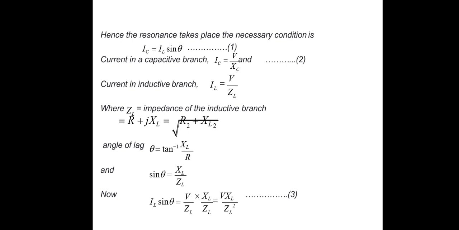How much voltage drop? The same voltage will be there in the parallel circuit, so it is the voltage applied across the XC element. Similarly, the current in the inductive branch is IL equal to V by ZL, where ZL is the impedance of the inductive branch.